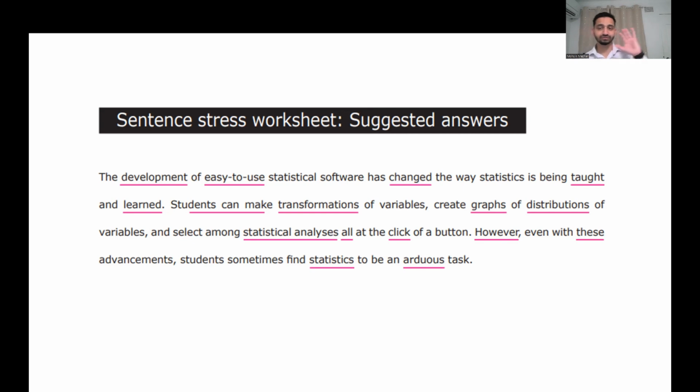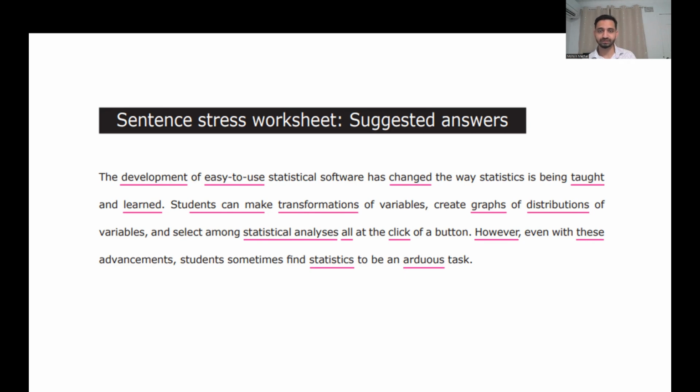All right, don't be fooled into thinking this is the only way. If I didn't stress it in this way, what's going to happen? Am I going to lose marks? No, that's not true. Just don't stress the unimportant words. If you think that development of easy to use is important here, then stress it. If you think it's not really important, then don't stress it, right?